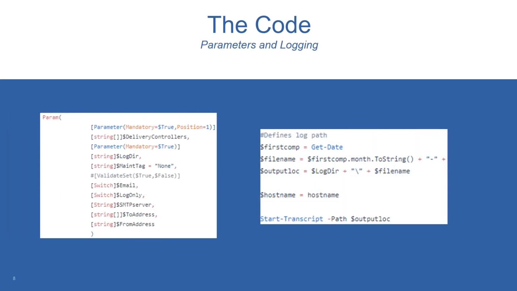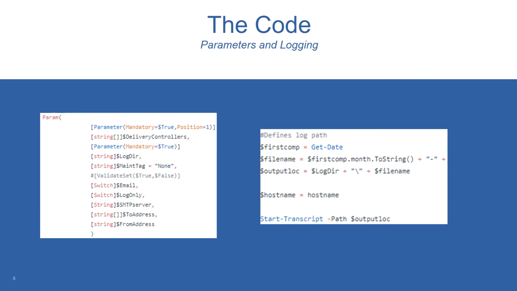So kind of digging into the code a little bit. There's a bunch of slides that show the code, and the parameters and logging subsection is what we'll be talking about that's relevant per slide. So you can see the parameters on the left here. The only two mandatory ones are specifying the delivery controller and the log directory. Those you'll have to put in. You don't really need the other ones.